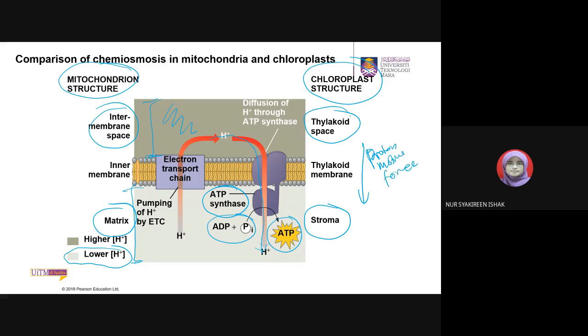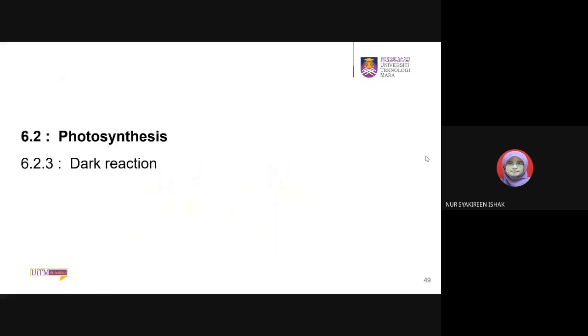Okay, from high, the movement of hydrogen ion from high concentration to low concentration along ATP synthase. Okay, so now we are going to move on to the next stage, which is the dark reaction, ataupun Calvin cycle.